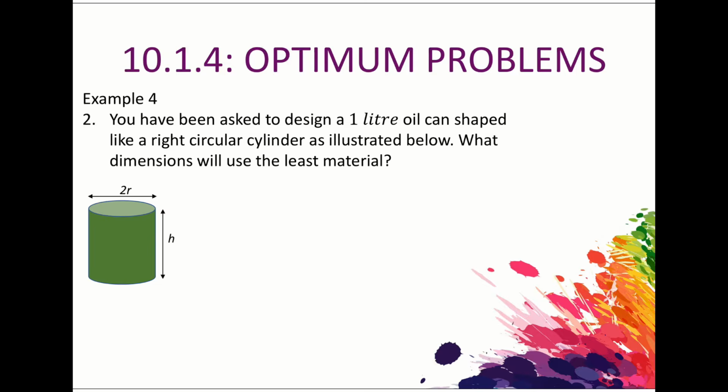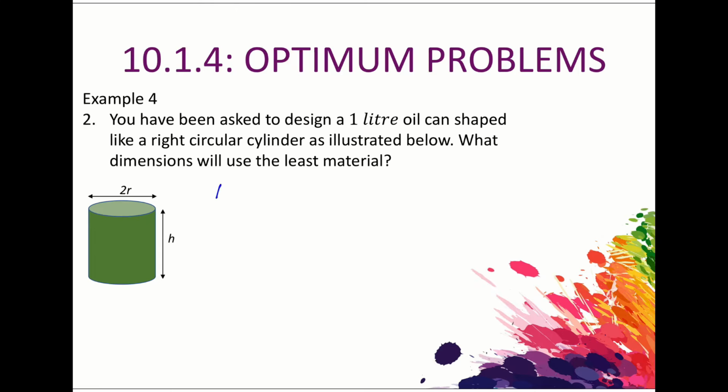Now let's try example 4, question number 2. You have been asked to design a 1 liter oil can shaped like a right circular cylinder as illustrated below. What dimensions will use the least material? So we know that the amount of material is directly related to the surface area of the cylinder. Therefore, we're going to use A as our function in order to solve this problem.